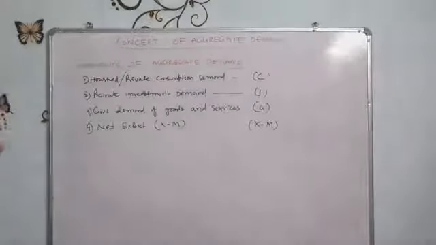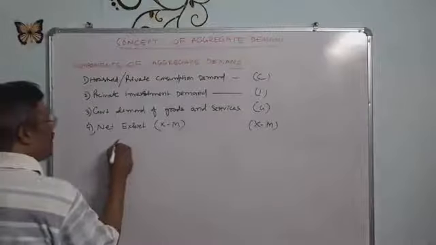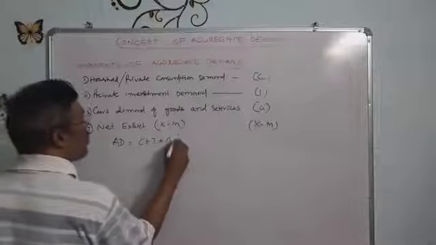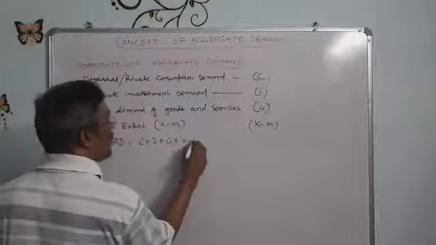So on that day we discussed that aggregate demand AD equals consumption plus investment plus government expenditure plus net export.